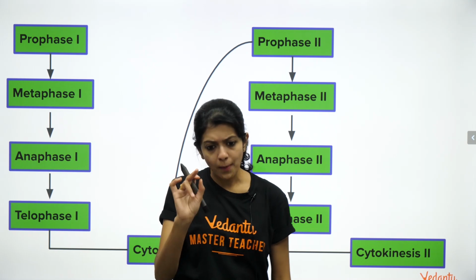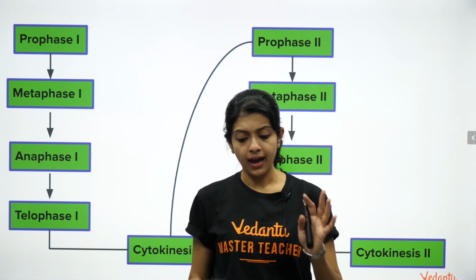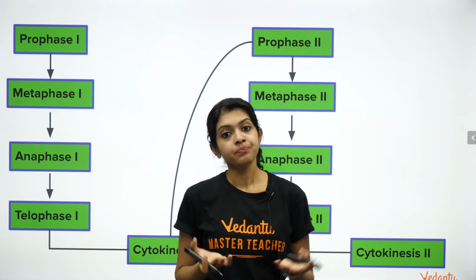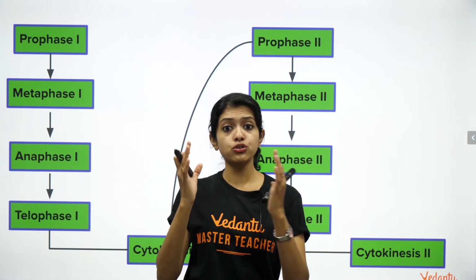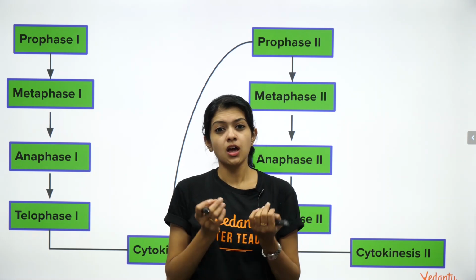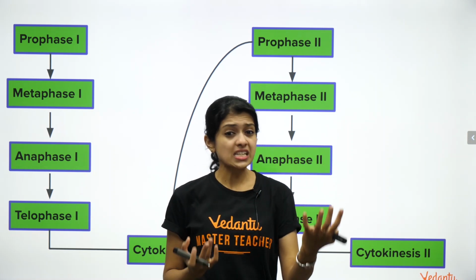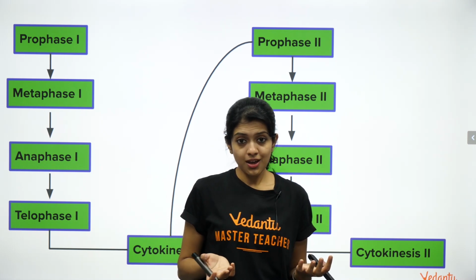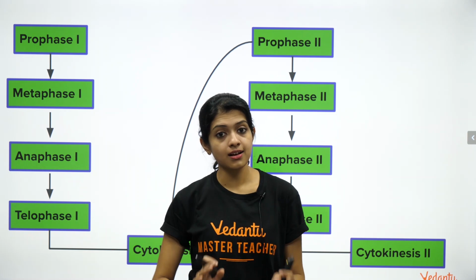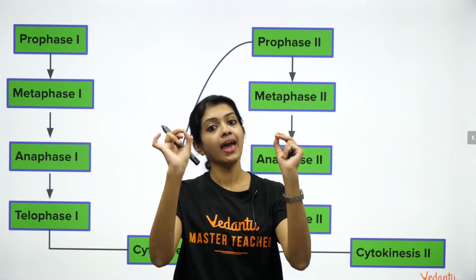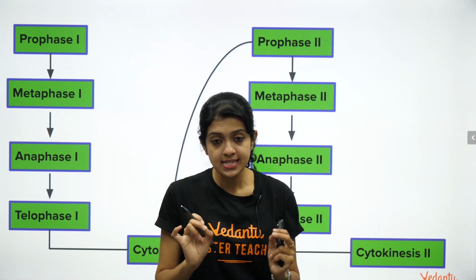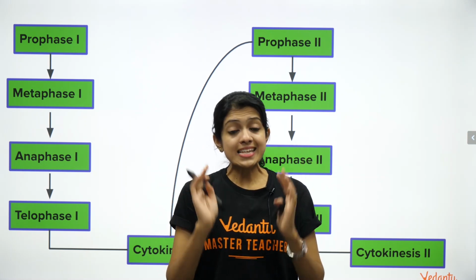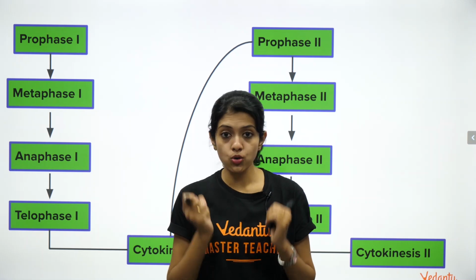Now, one common confusion that children have, I would like to tell you at this point. For me also, as a student, there was a lot of confusion while studying meiosis, because homologous chromosomes, sister chromatids, what is the difference between all of these? Well, the simplest way I can tell you this in one sentence is, homologous chromosomes are separated in meiosis 1. Sister chromatids get separated in meiosis 2.